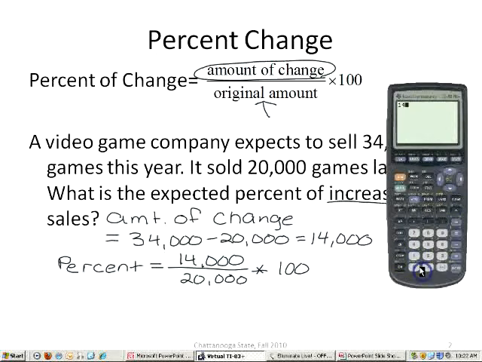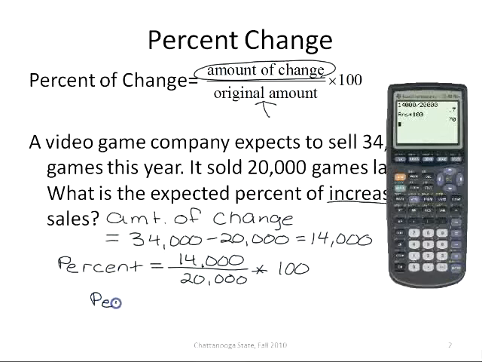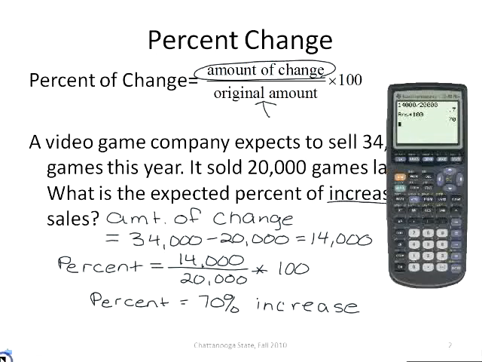Now let's divide this in the calculator. 14,000 divided by 20,000. And then I want to multiply that by 100. Multiplying it by 100 will take it from its decimal form into the percent form. So this is a 70% increase in sales. That's a pretty big increase in sales, a 70% increase in sales.